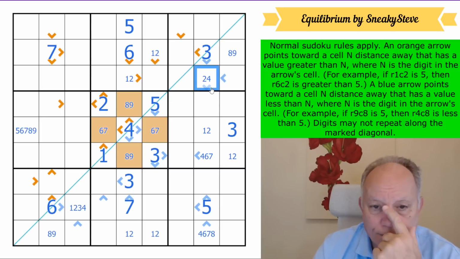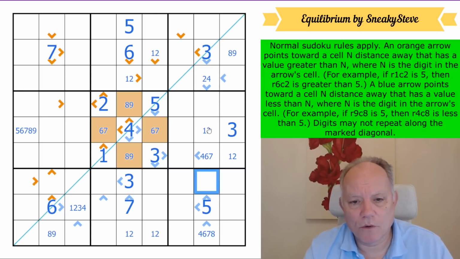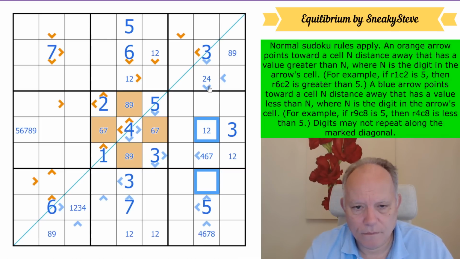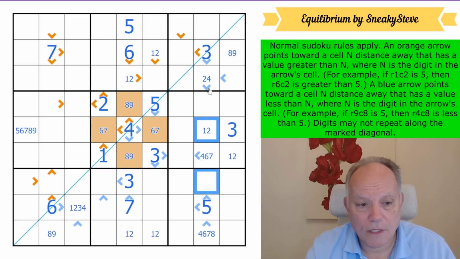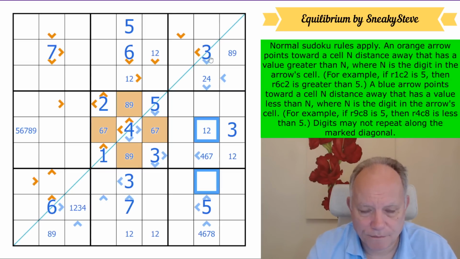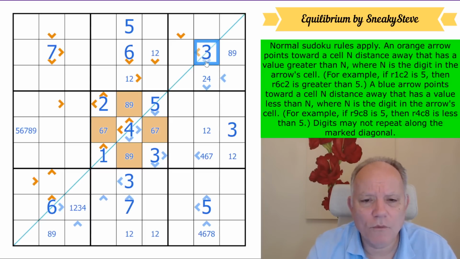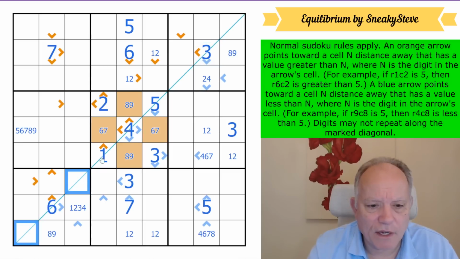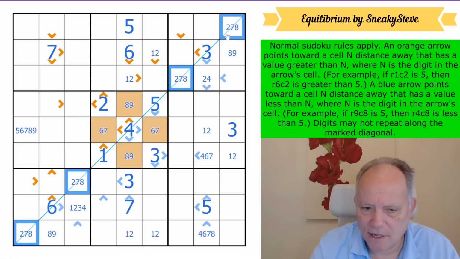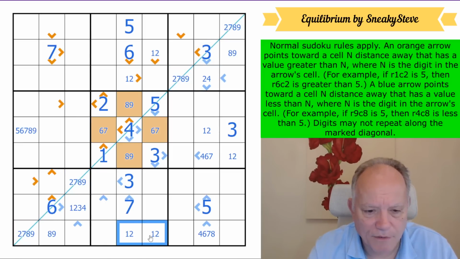Now, can that be a 4? This would be 1 or 2, so that would be a pair. It's funny how it's all changed based on what I think was one arrow mix-up, or one candidate on one arrow. Oh, the other digits on the diagonal are 2, 7, 8, and 9. This one can't be a 2 because of the 1, 2 pair.